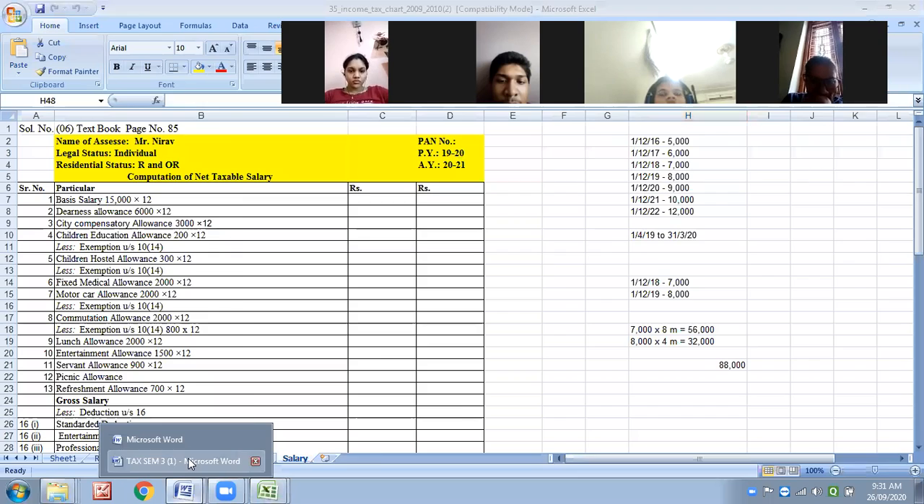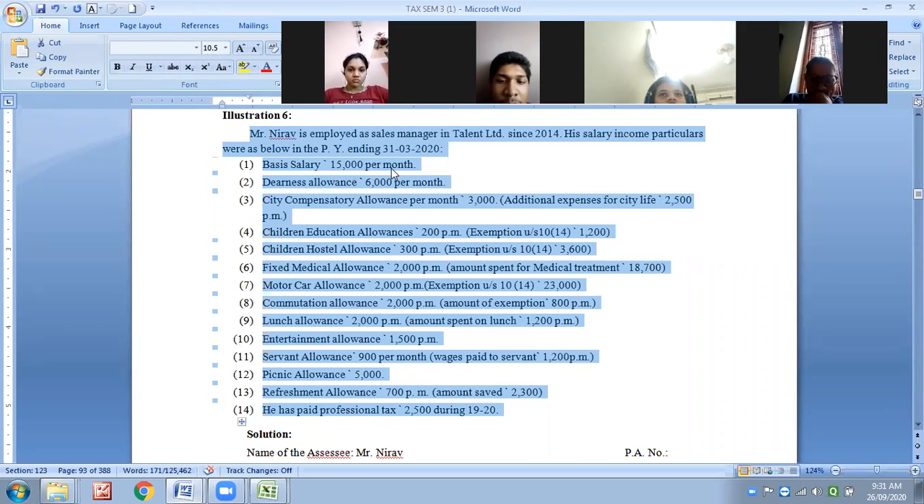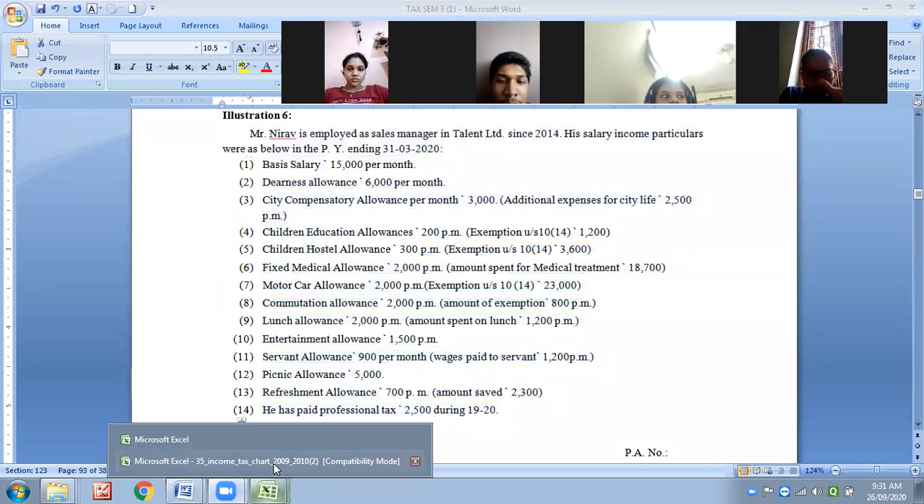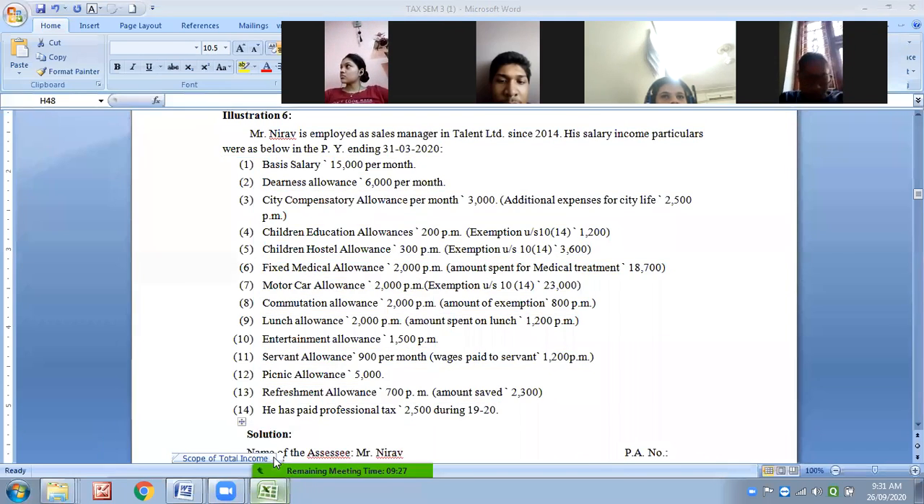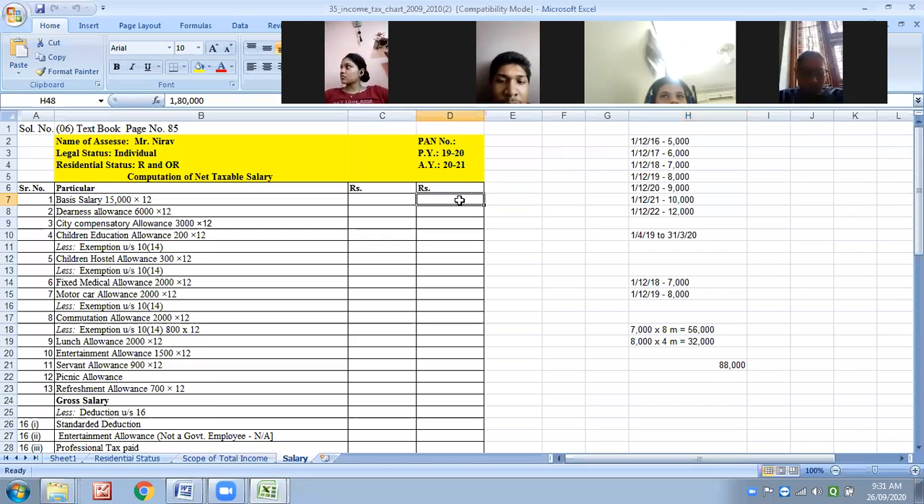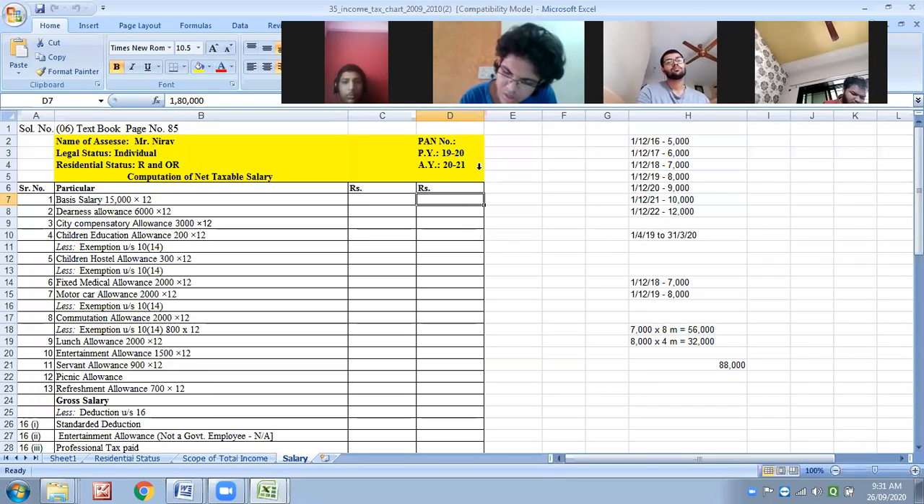What was the basic salary? Basic salary was 15,000 per month. You stated to be multiplied by 12. So what will be the annual salary then? What will be the annual salary for Mr. Nirav? Can I have your answer, please? Of course, yes. Thank you, Kinjal and Aditi, for the right answer.